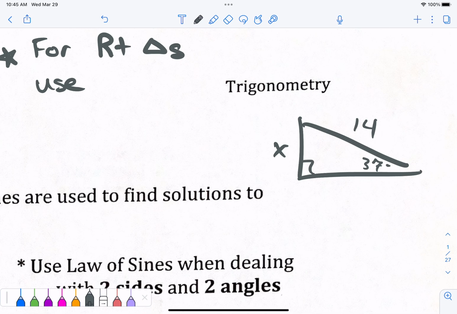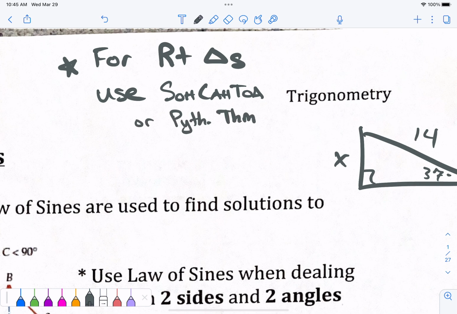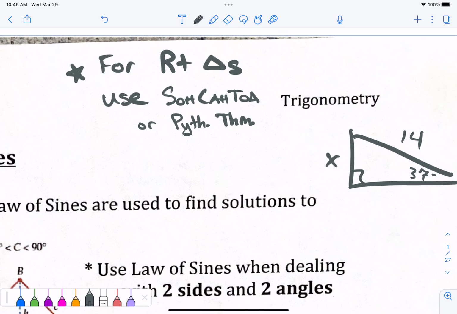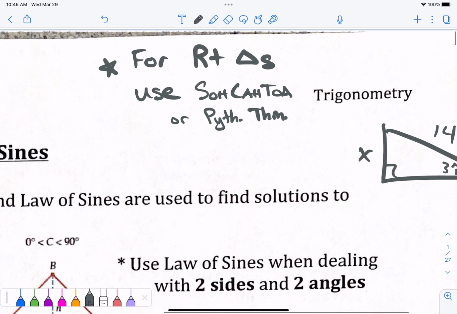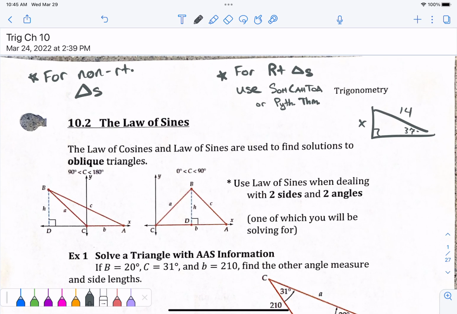So what process are you using? SOHCAHTOA, right? So you can use SOHCAHTOA, or the Pythagorean theorem, if that's the information that you're given. But when you don't have a right triangle, you can't use any of those options. You have to use the law of sines or the law of cosines, which is what we're going to do in 10.1, which is like Friday or Monday or whatever day we do that, okay?